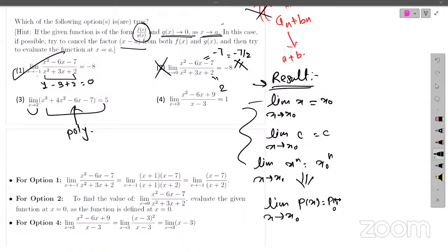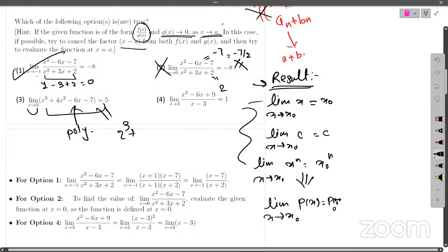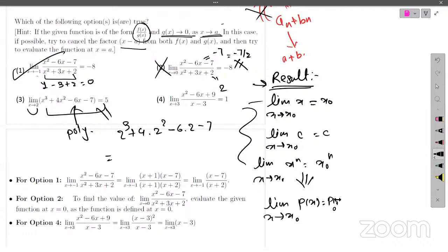So this is a polynomial. What we have to do is just substitute x equals 2. So if we do that, this is nothing but 2 cube plus 4 into 2 square minus 6 into 2 minus 7. Correct. So I just have to calculate. It's 8 and 16 minus 12 minus 7. So what will it be? It is equal to 5, I think, right? Yeah, 24 minus 19, so 5. So that's why this option is correct.